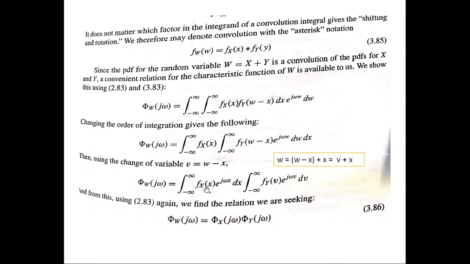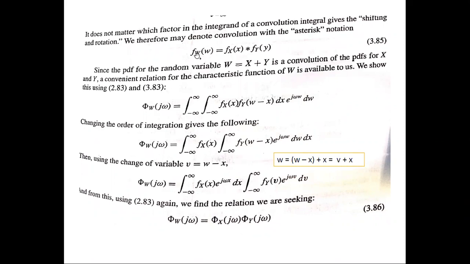This quantity, you can see very clearly, is the characteristic function of x, and this is the characteristic function of the y random variable. So what does that give? It just gives us that whenever we have two independent random variables x and y added together to form w, then the characteristic function of w is nothing but the multiplication of the characteristic function of each of x and y together. That is what it is giving us, right?